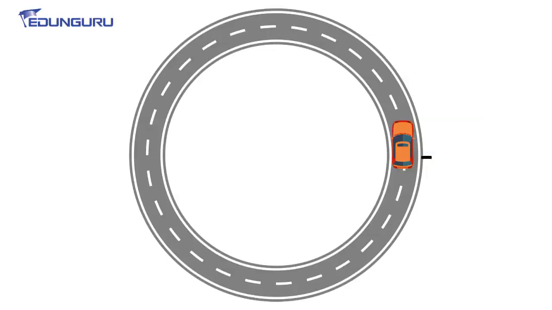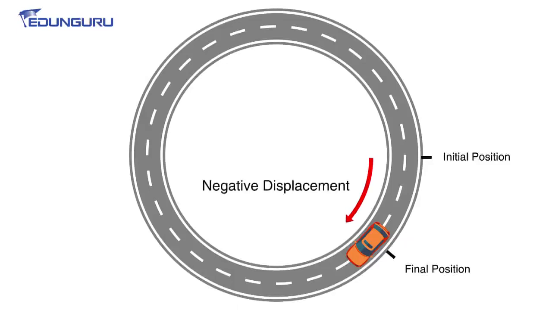Let me take this case. You started from this place, you went to this place, you came back, but you ended at this place. Now this is your final position, this is your initial position, but what is the direction of motion? But your displacement is in this direction, that's why it's negative. And the unit of displacement is meter.